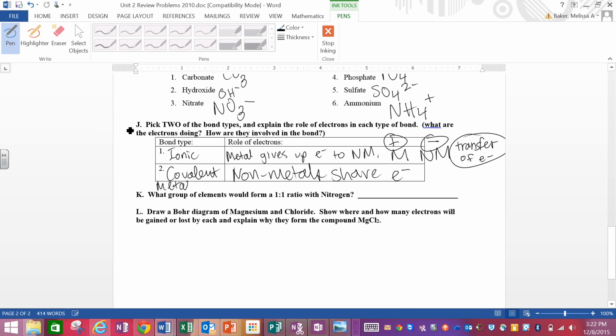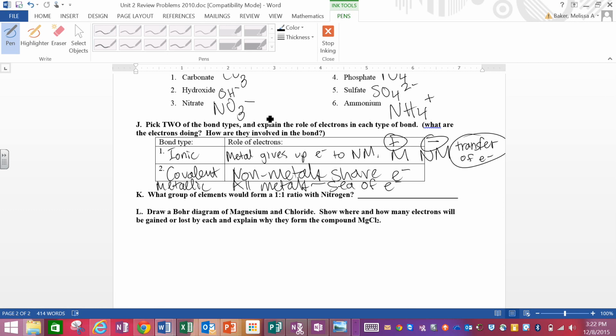Finally, just to be thorough, I'm going to add it in here. Metallic bonding is all metals basically share their electrons. They create a sea of electrons. I always say that this one's like a potluck. They all bring their electrons and share them together.